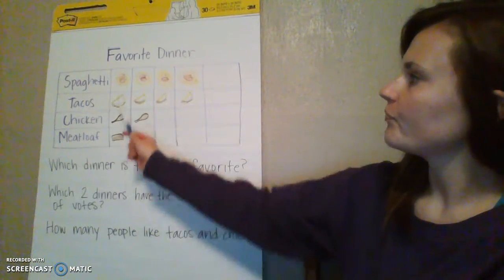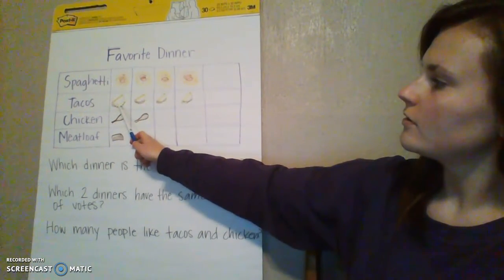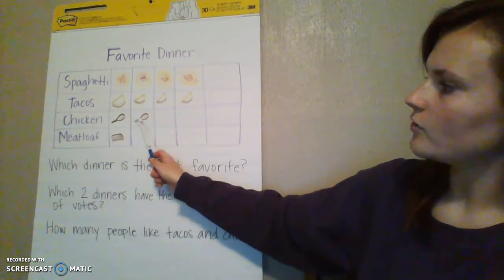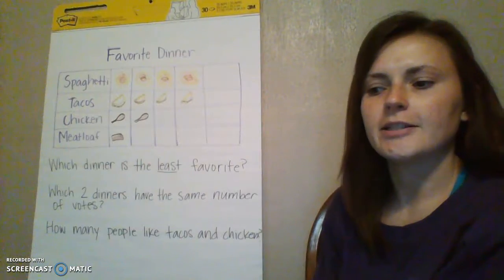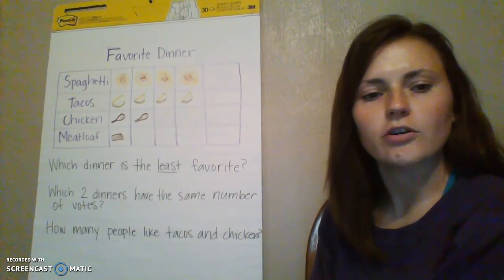So spaghetti got 1, 2, 3, 4 votes. Tacos got 1, 2, 3, 4. Chicken has 2 votes, and then meatloaf got 1 vote. And so I made some questions just to show you how to answer those questions in your workbook pages.